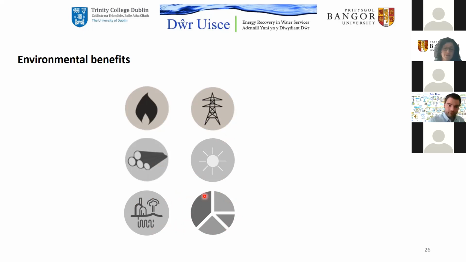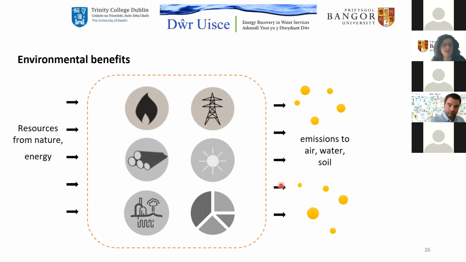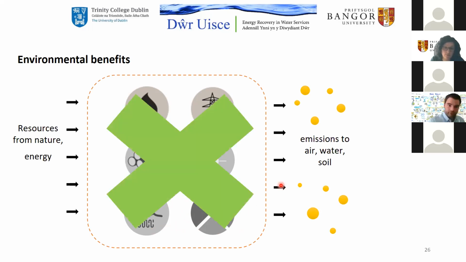So our study was focused on the UK, the current water heating energy mix. So this is mainly natural gas, but also electricity and some other fuels. And the energy generation also has an environmental life cycle and footprint coming with it. But in this case, we're avoiding the footprint. So these are all benefits.